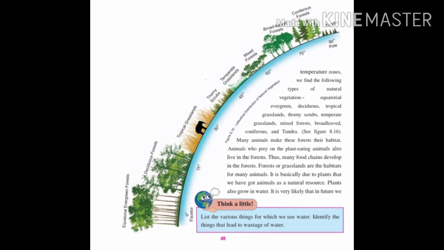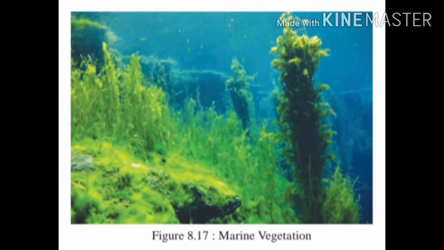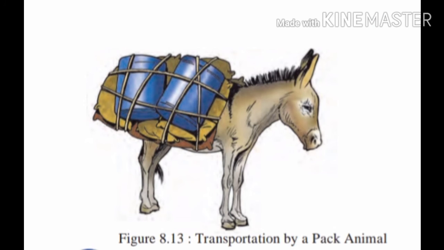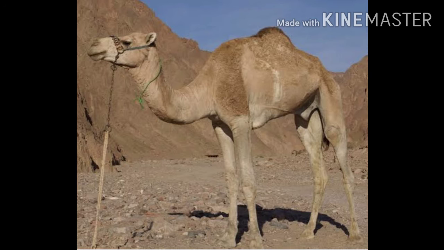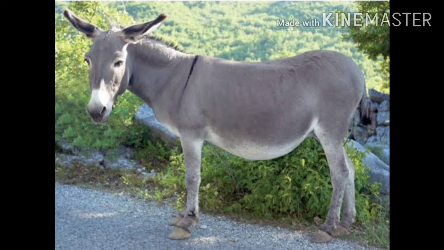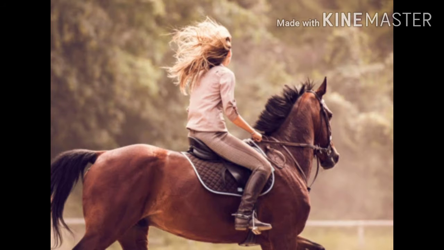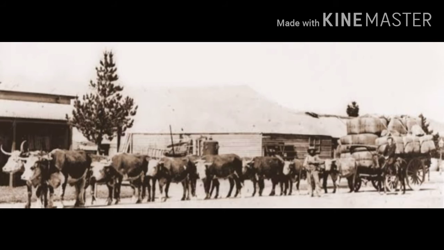It is very likely that in future we shall have to depend on aquatic plants for fulfilling the needs of the growing human population. Figure 8.13 shows an ass carrying a load. Man makes use of animals for a variety of reasons. Horse, oxen, camel, asses, etc. are the animals employed for ploughing, riding, transporting goods, etc.